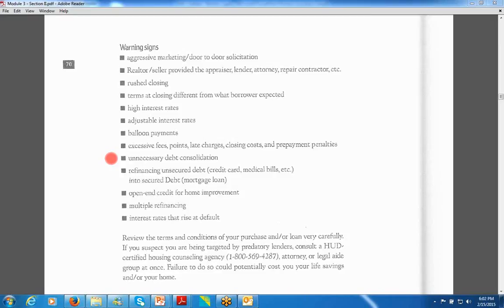Refinancing unsecured debt, you don't want to be rolling your credit cards because what all that does is you're going to zero out and you're going to run them back up. Now you've eaten up your home equity because you consumed it with credit card, which increases your payment, and now you run up a bunch of credit cards. So be careful. You want to really protect your home equity by not refinancing and using it as a piggy bank to pay exorbitant lifestyle bills for vacations and concerts and a bunch of other junk that you won't even remember what it was. Open-end credit for home improvement, multiple refinancing.